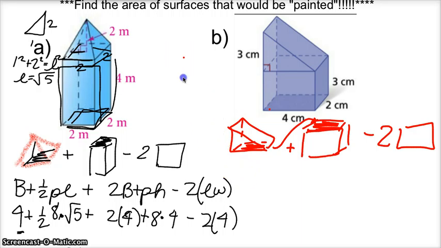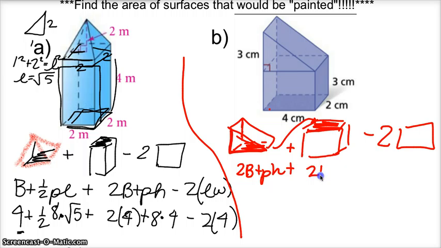We have, this is a prism. It is not a pyramid. It's a triangular prism. Notice that its two faces are triangles, and it's created then by rectangular sides. So it's going to be 2 capital B plus PH. This also is a prism, and I'm going to subtract out 2 of those rectangles.